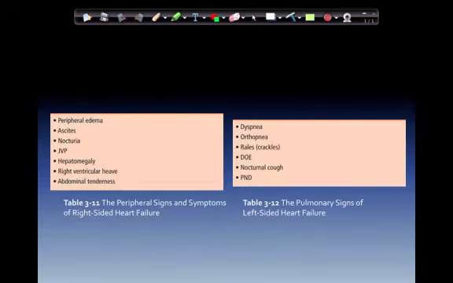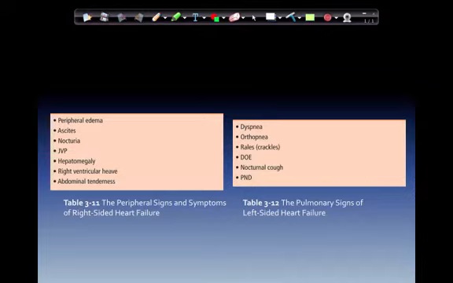Table 311, peripheral signs and symptoms of right-sided heart failure. Peripheral edema, ascites, nocturia, I got to pee every 5 minutes. Jugular venous pressure is high. Hepatomegaly, large liver. Right ventricular heave and abdominal tenderness, and that would be because the peritonitis is probably occurring from all the fluid getting in there.